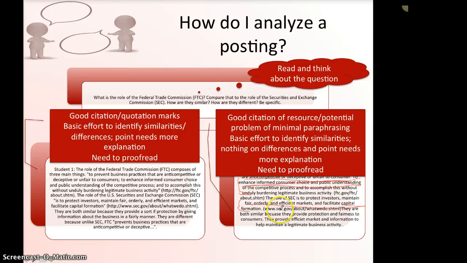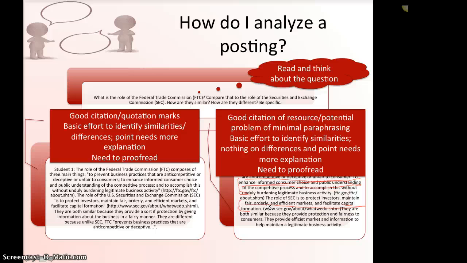And then they tried to identify the similarities, but didn't really do much in the way of explanation. And they also didn't talk at all about the differences. So the point really needed more explanation, and of course it needed to be proofread in both of these examples. So as I'm reading through them, there are a couple of things I've mentioned about the citation, the need to explain the point more.